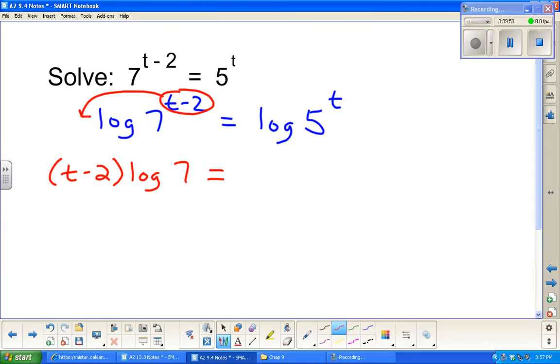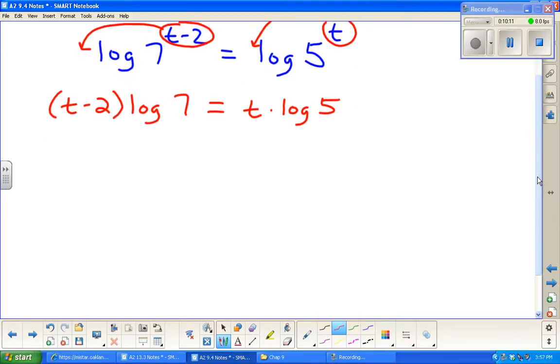And I'm going to do the same thing over here. Okay, I got a power, so I can bring that t out front, t times the log of 5. Okay, now we have ourselves an equation here. What I'm going to do next is distribute out the left side. Since it's t minus 2 times something, I'm going to distribute a t to both of those.